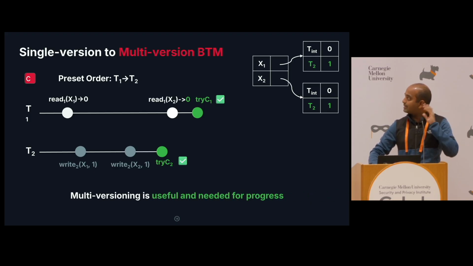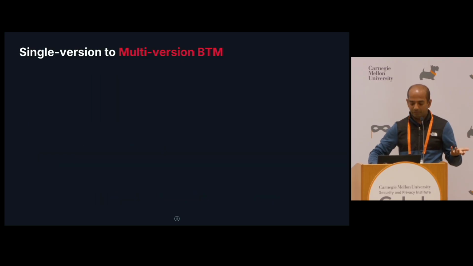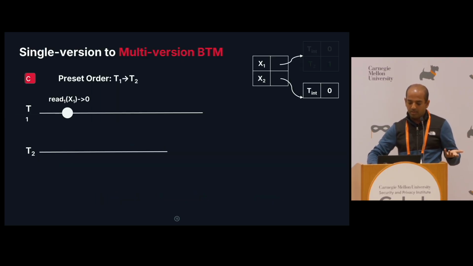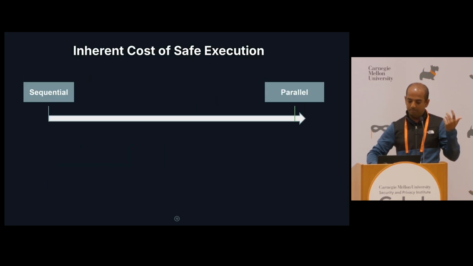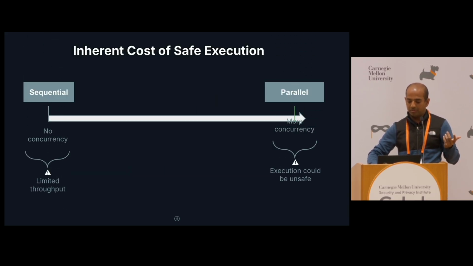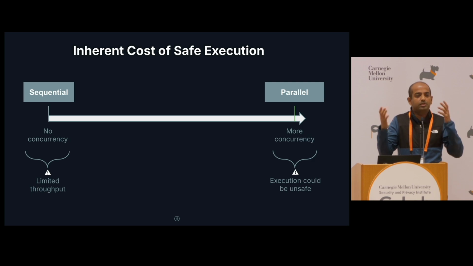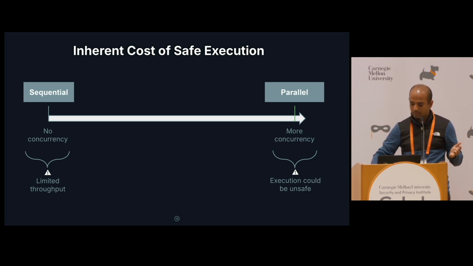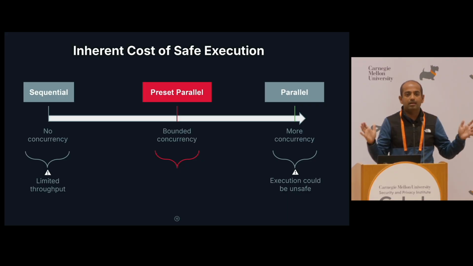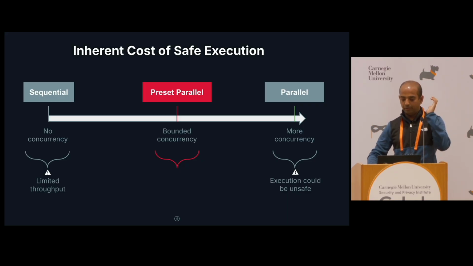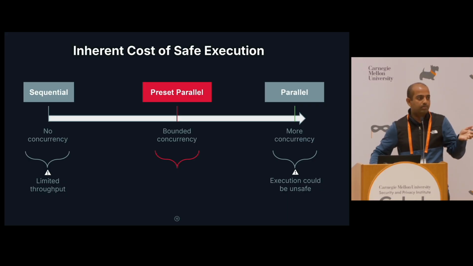Now, there are some advantages of maintaining all of this extra state and extra memory footprint, but it turns out that you'll really have to maintain all n versions of the account in order for some safety property to hold. So the idea here is that if you go sequential, everything is hunky-dory, everything is fine. If you go fully parallel, you get the maximum possible execution, the maximum possible speedup, but the execution could be unsafe.